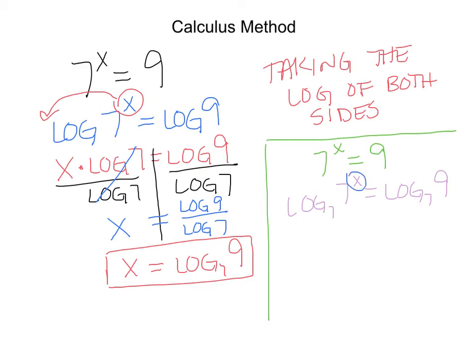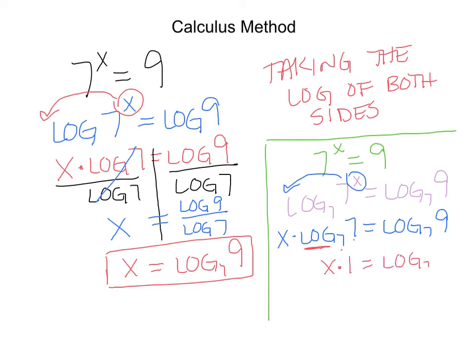So the first thing I'm going to do is use the power property. It says that I can change this to x times the log base 7 of 7 equals the log base 7 of 9. Now, before we start dividing, let's use our smarts. This is the log base 7 of 7, which means the power that makes 7 into 7. And that's just 1. So I know that this is x times 1 equals the log base 7 of 9, or x equals the log base 7 of 9.